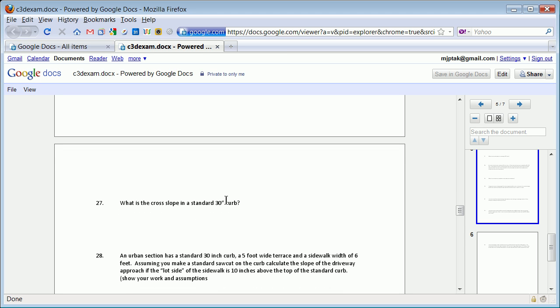Standard cross slope on a standard 30-inch curb that has a 6-inch head. That is 24 inches, and it falls an inch and a half. That's 6.25%. But learning that it's an inch and a half over 24 is perfectly acceptable.